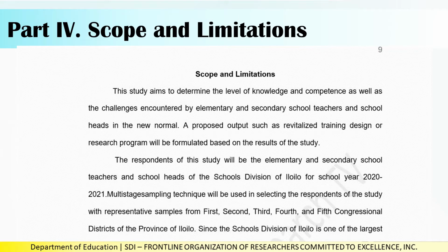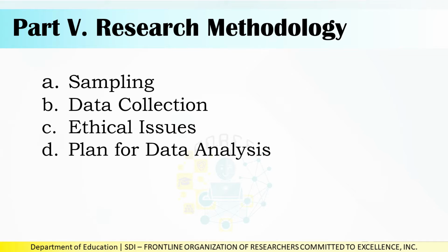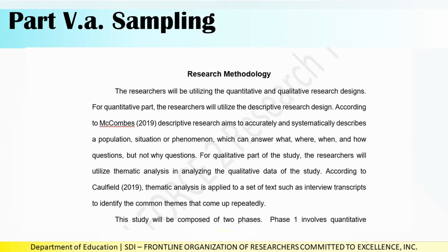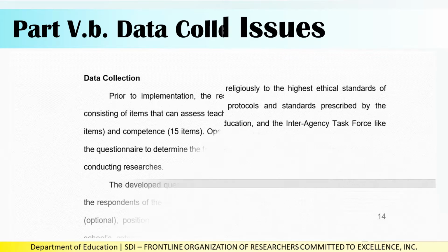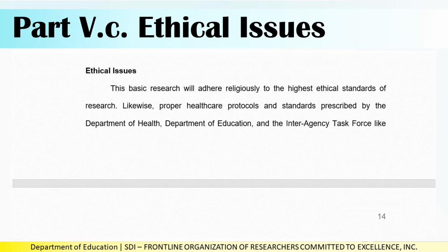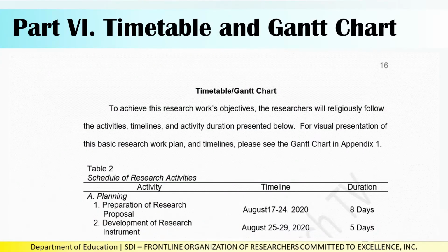Followed by the research methodology. It has 4 subparts, namely, sampling, data collection, ethical issues, and plan for data analysis. Part 6 is the timetable and Gantt chart. The sample shown is a timetable.